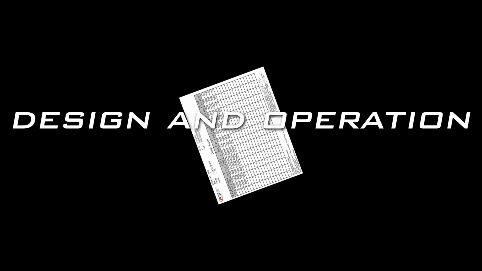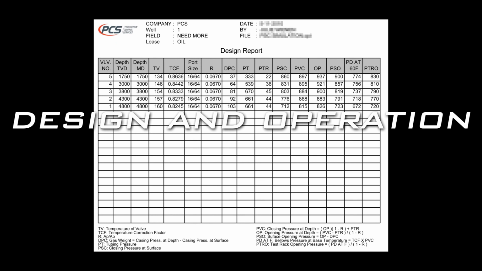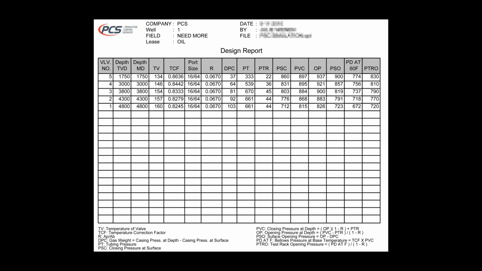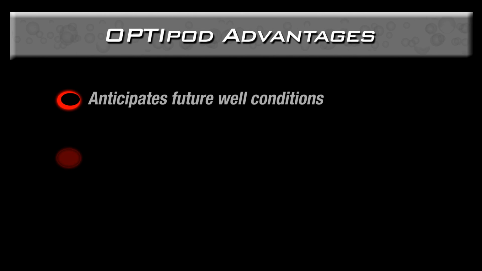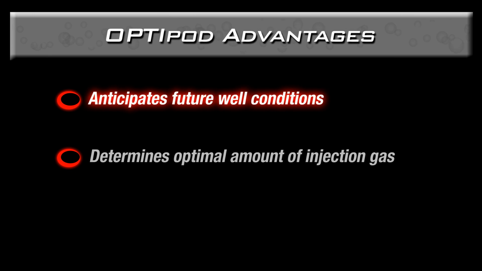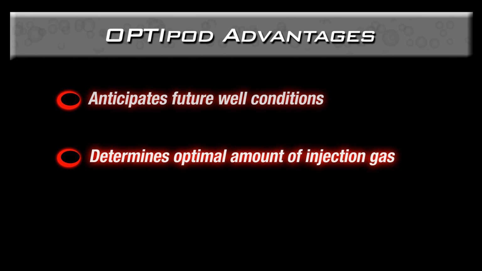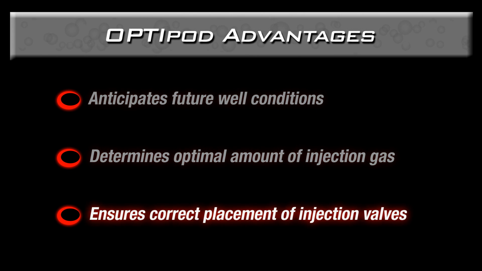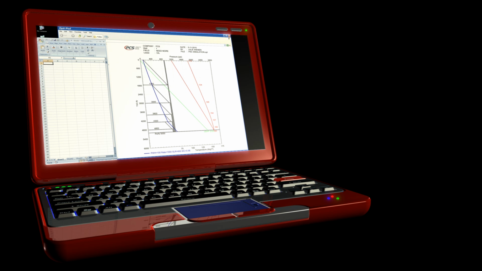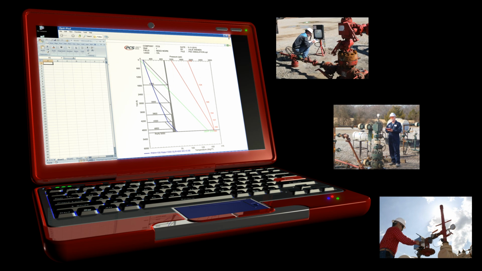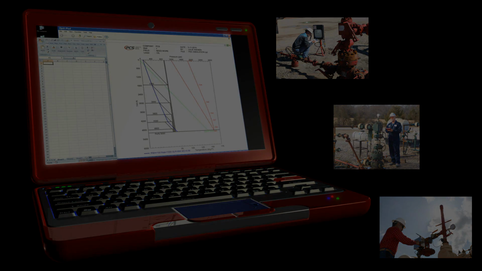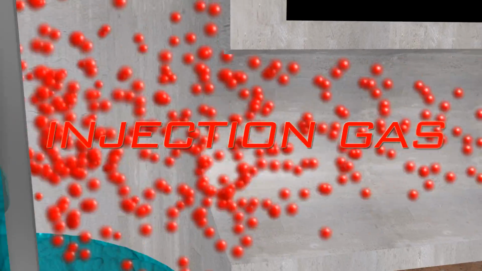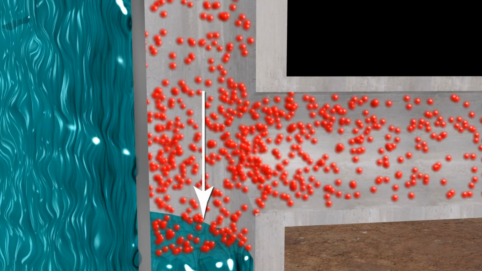Installation of the Opti-Flow gas lift system begins with a carefully engineered design customized for your well specifications. Our OptiPod software uses both existing and anticipated well characteristics to determine the optimal amount of injection gas needed to deliver fluids to the surface, as well as the correct placement of the injection valves based on pressure calculations. By adapting to both current and future well conditions, the Opti-Flow gas lift system ensures optimal production throughout the life of the well.